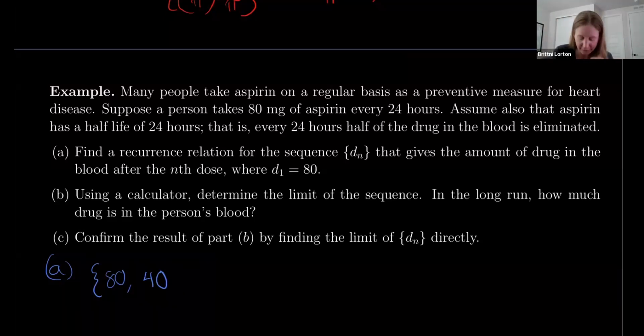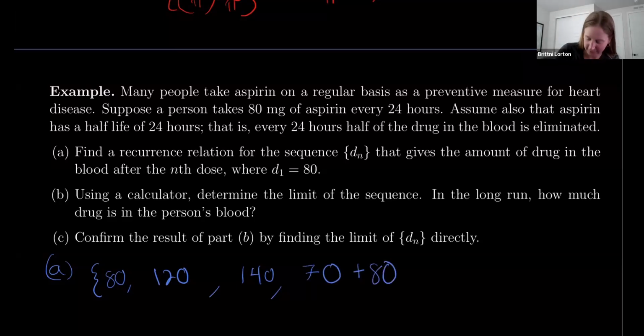But not only is half of it gone, I take another 80. So now I have 40 plus 80, and 40 plus 80 is 120. Now, one day later, half of that is gone, and then I take another 80 milligrams. So half of it was gone, which means there was 60, and then I have another 80, which now leads me to 140. And then the next day, half of it is gone, and I add another 80. 70 plus 80 is 150.